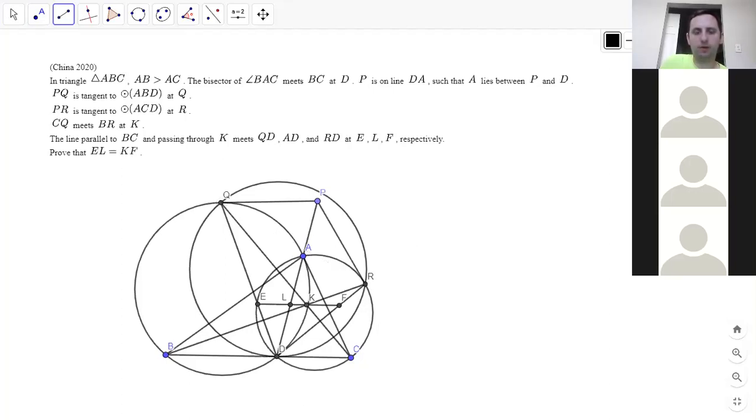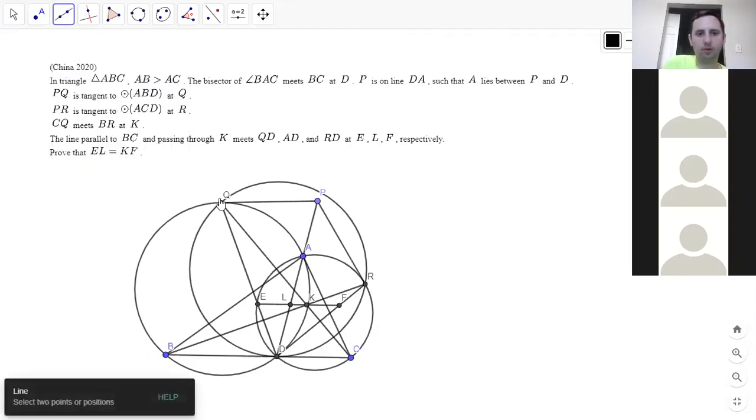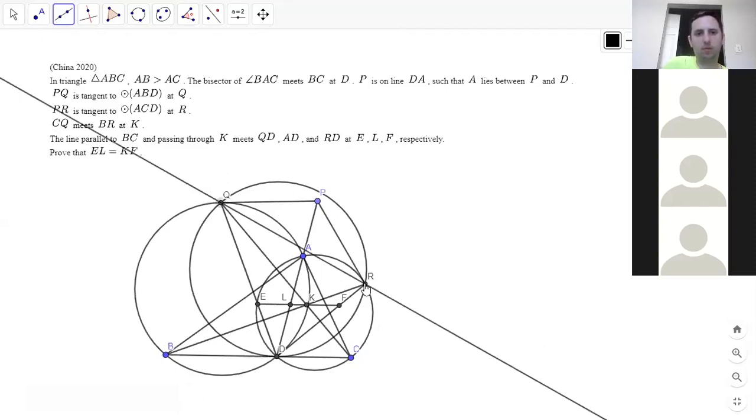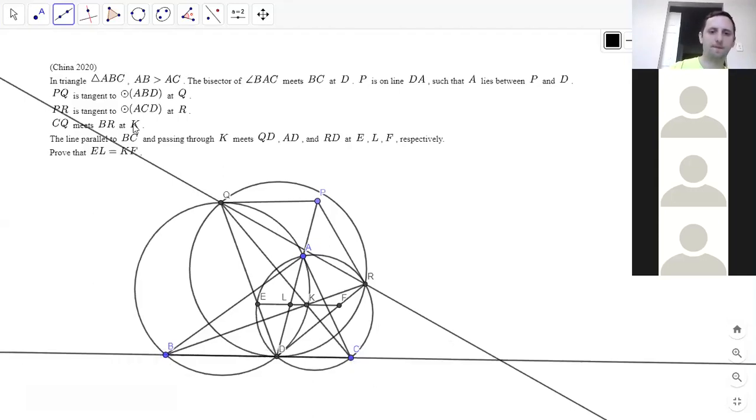We could also try to prove that QR intersects BC at the harmonic conjugate of D. And that would prove that those concur. Now, actually, I kind of like that. I've been wanting to draw QR for a while, so let's see. Because then we could use that PQR is isosceles. Okay. Why is that blue? There we go.